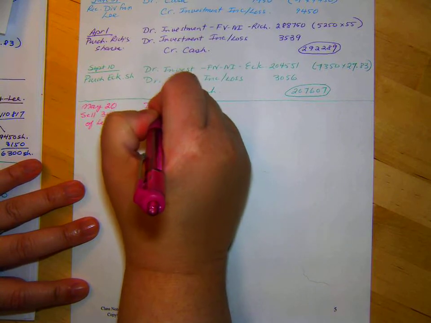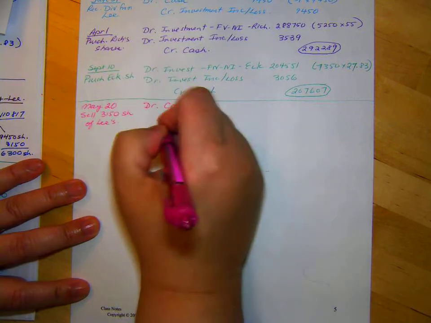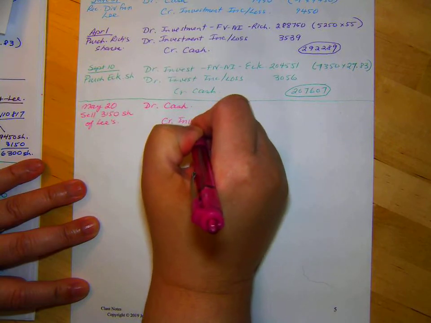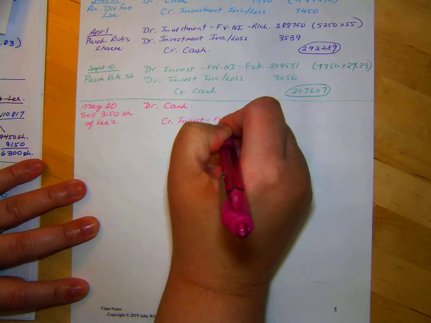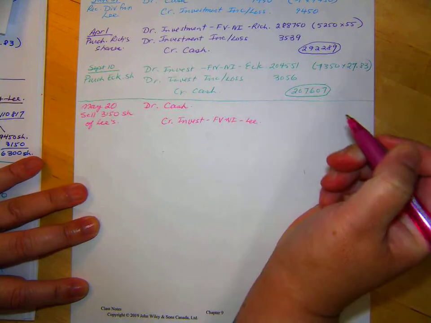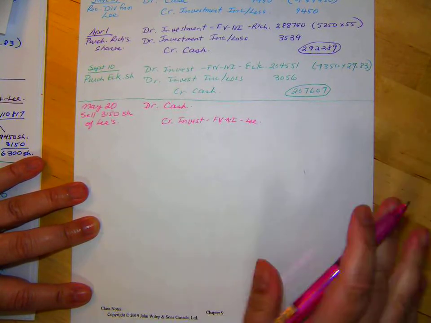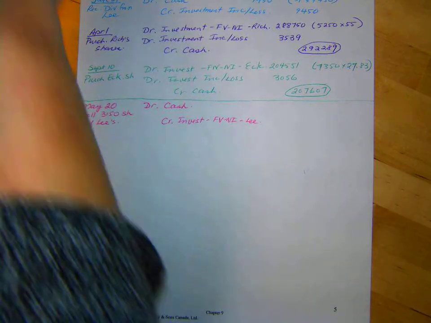We're going to get some cash. What are we giving away? Well, we're going to credit investment fair value through NI of Lee. So we're going to get rid of some of Lee's shares. So let's do those two pieces and see where we end up.